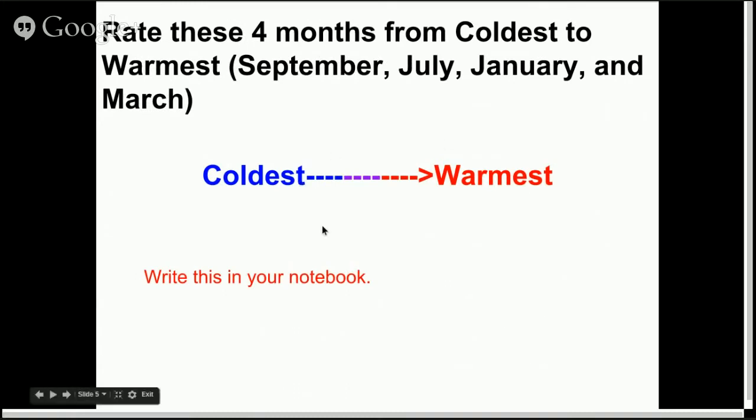First things first, I know we already did this, but I want you to rate the 4 months from coldest to warmest for Colorado. Go ahead and pause it. All right. The correct answer is January is the coldest, then March, then September, then July.